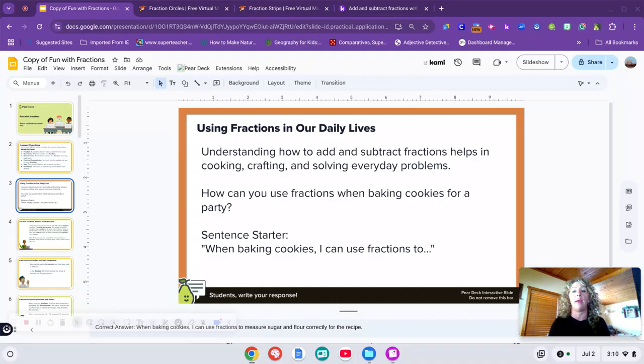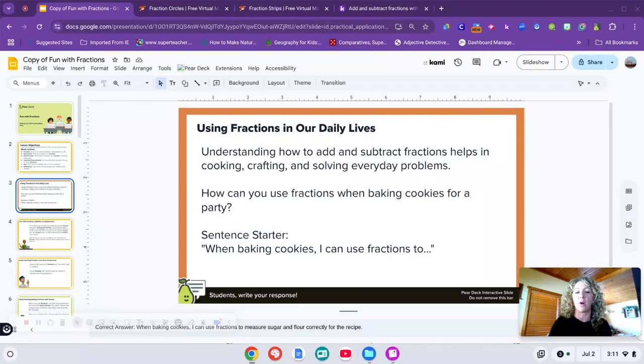Understanding how to add and subtract fractions really helps with cooking, or if you're doing crafts or solving any everyday problems. We see it a lot. I know a lot of you, we've talked about how you might bake cookies or help mom or grandma or dad, brother, sister, somebody, you help them cook. So let's think about how can you use fractions when baking cookies for a party?